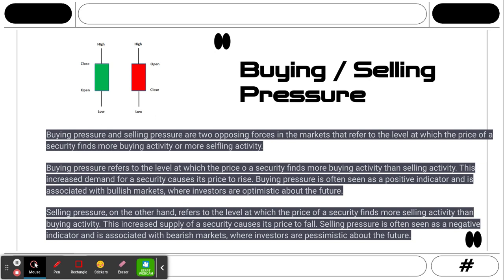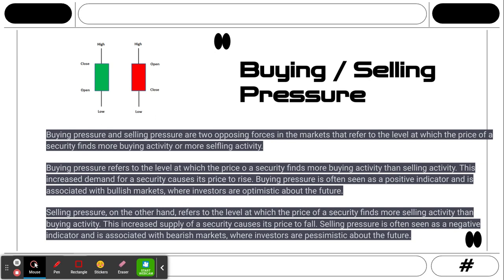Buying pressure refers to the level at which the price of a security finds more buying activity than selling activity. This increased demand for a security typically causes its price to rise. Buying pressure is often seen as a positive indicator and is associated with bullish markets where investors are optimistic about the future price action of the price.